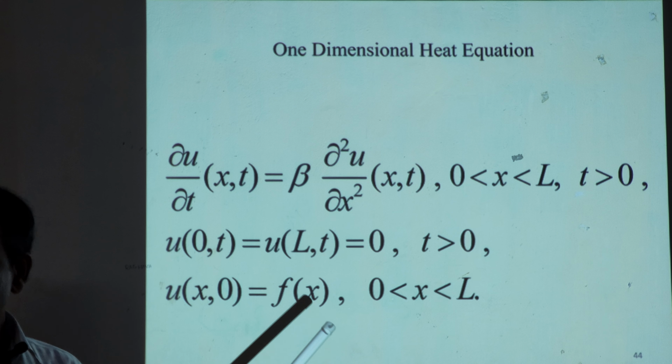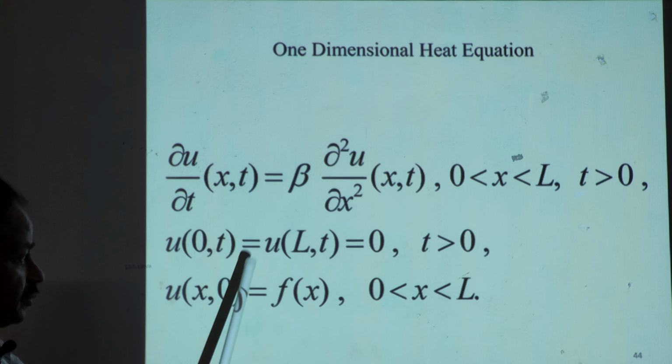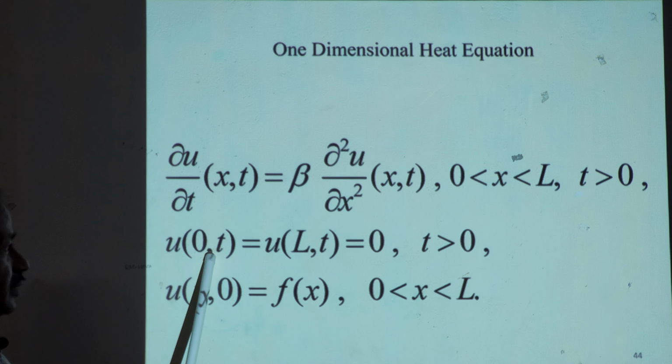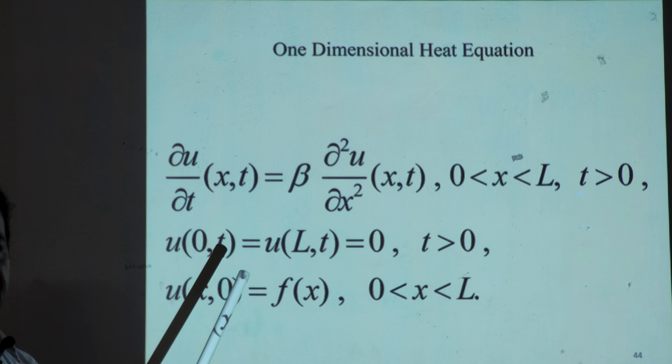So we have three boundary conditions: this one, this one and this one. So we have three boundary conditions.